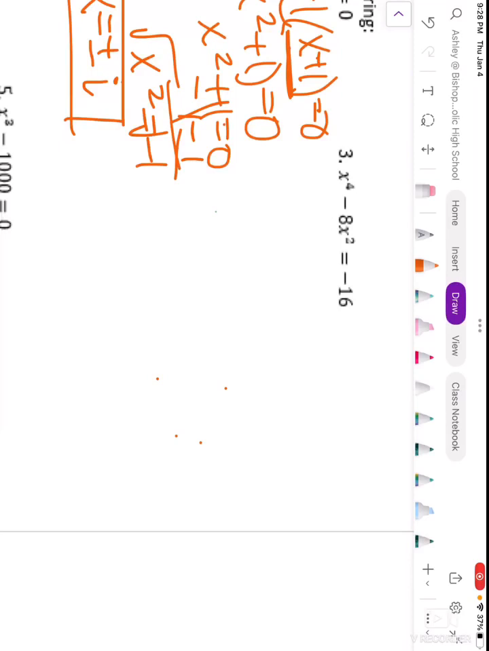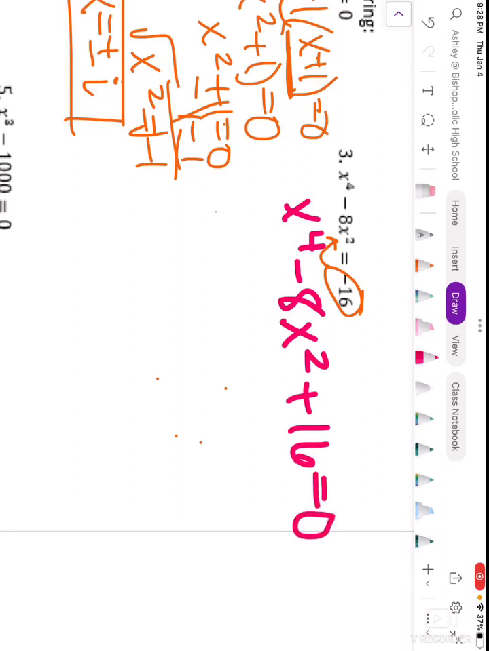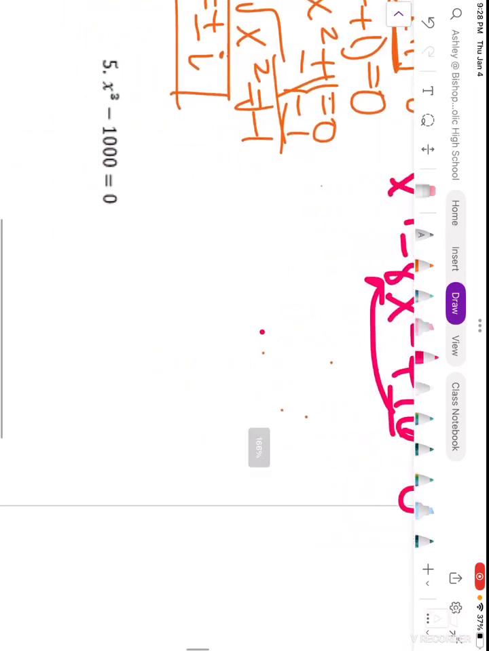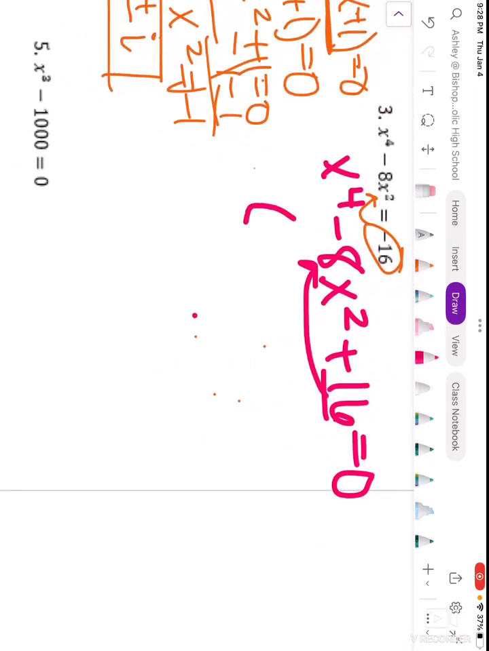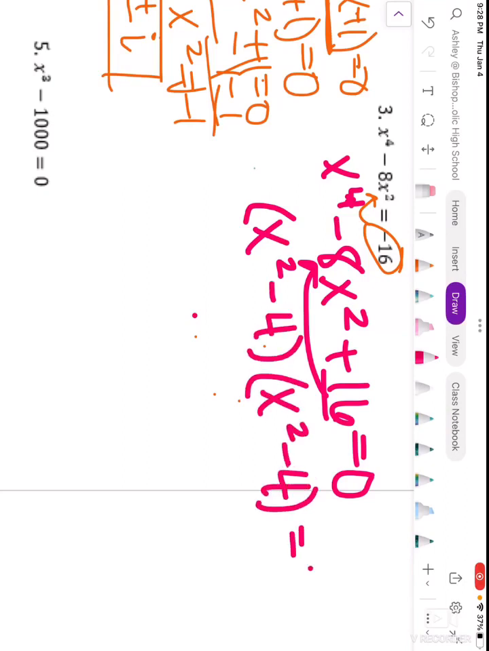Number 3, we set it equal to 0 before we factor, so we're going to add this over. So I'll switch colors. We have x to the 4th minus 8x squared plus 16 equals 0. And then we need factors of 16 that add to negative 8. Our factors of 16 that add to negative 8 are going to be negative 4, negative 4. Since this is to the 4th power instead of the 2nd power, it's going to be x squared minus 4, x squared minus 4 equals 0.